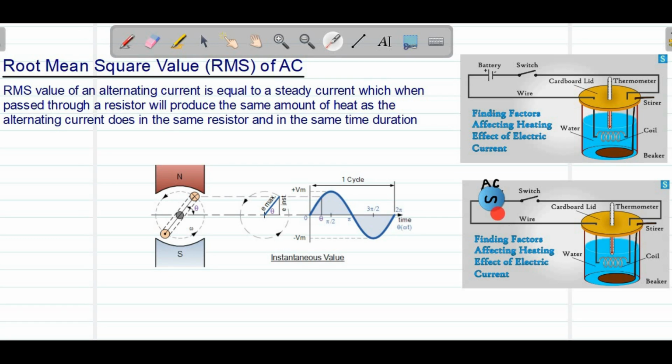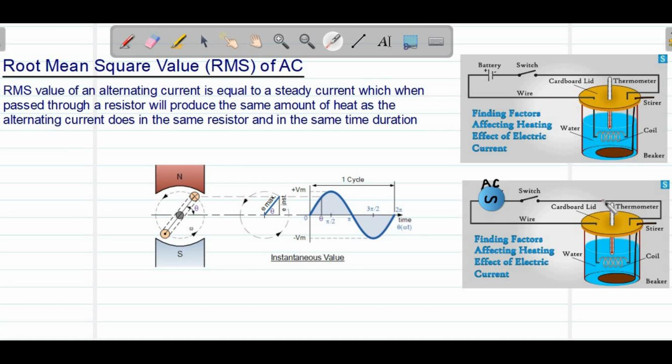Suppose we have an AC passing through this circuit. Suppose a small generator is connected here, it produces an AC, and that AC is passed through a coil with a resistance, and that produces a heating effect. That heat energy produced is used for heating up water. Suppose we pass that alternating current for 10 minutes and calculate the heat energy produced in the water. And suppose here there is a DC, and we know the amount of DC current passing through the same resistor and the same amount of water.